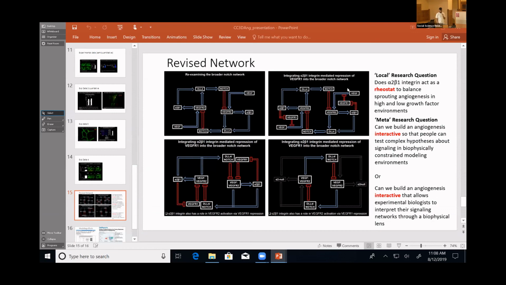Now, a lot of the people in the biophysical modeling community don't actually believe the delta notch hypothesis, and I'll show you a little bit more about that. And so this leads to the other research question, which is that by building this type of interactive, can we get experimental biologists that are highly focused on cellular signaling to think about how their signaling networks interrelate with and integrate with biophysical mechanisms?